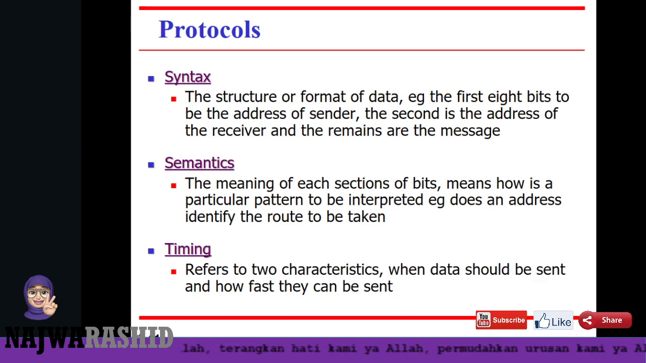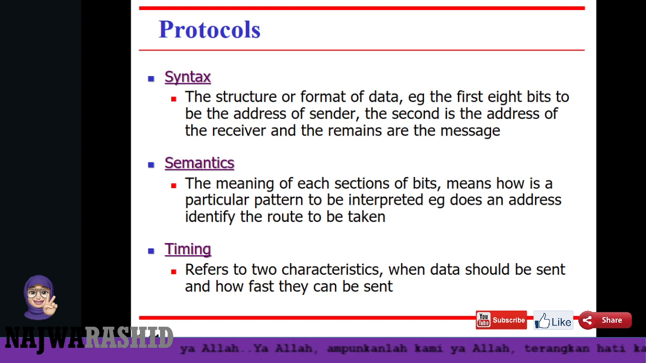Syntax here refers to the structure or the format of data. In programming, syntax refers to the grammar of that programming language. So for example, for the format or syntax: the first 8 bits are the address of the sender, the second is the address of the receiver, and the remaining bits are the message. This is the structure and format of the data that you want to send from the sender to the receiver side. So syntax refers to that structure and format.